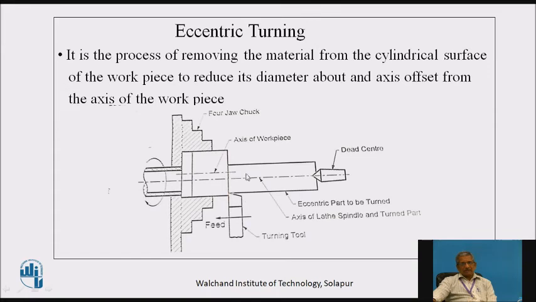So now if you observe this part of the shaft and this part of the shaft, they are not along the same line or same axis. So it is the process of removing the material from the cylindrical surface of the workpiece to reduce its diameter about an axis offset from the axis of the workpiece. So the axes of these two cylinders, two parts of the shaft, are not in the same line, they are offset. So this is called eccentric turning, which is usually required in case of crankshafts or where some cranking action is needed.